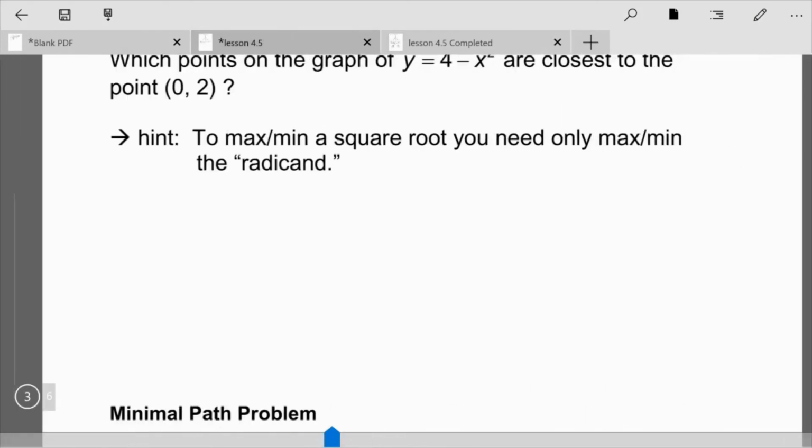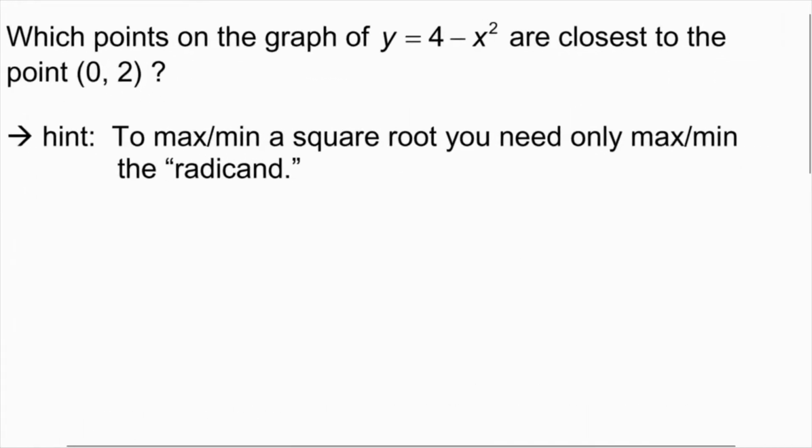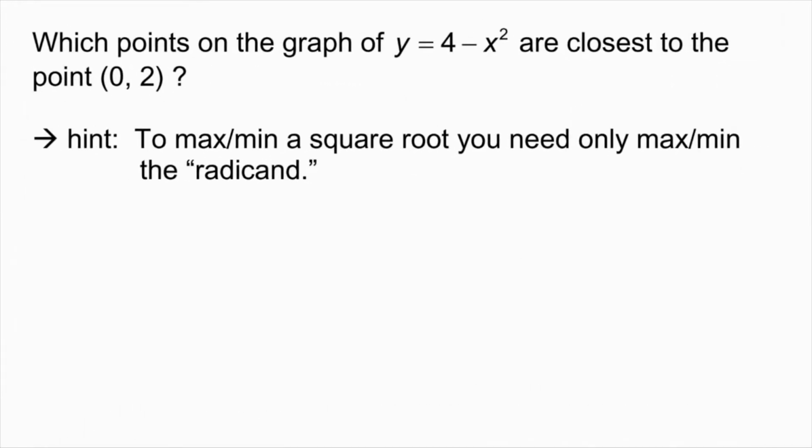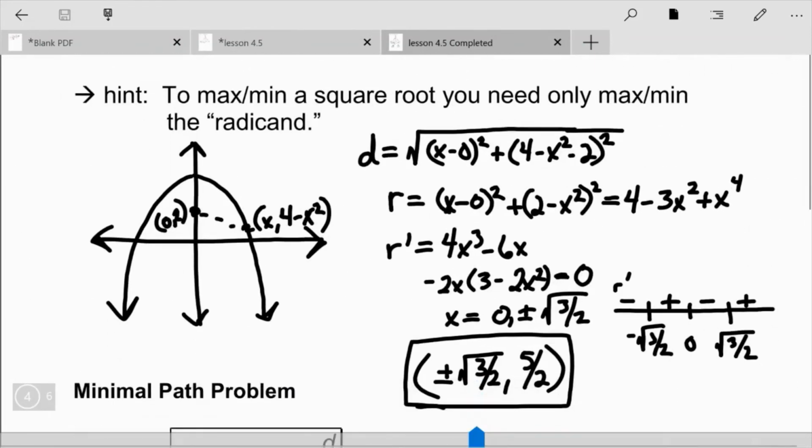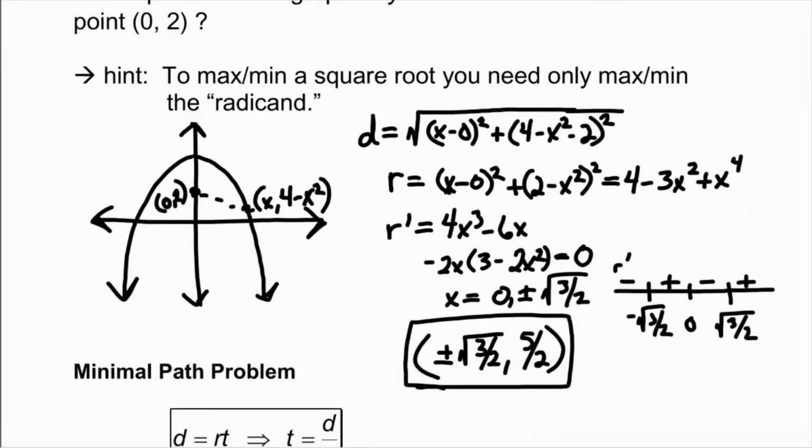Okay, so there's one more I want you to try here. This one, it says, which points on the graph of 4 minus x squared are closest to the point (0, 2)? And I put a hint there for you. So again, I want you to pause the video, and I want you to try this one. Okay, so here is the solution that you should have gotten for that one.